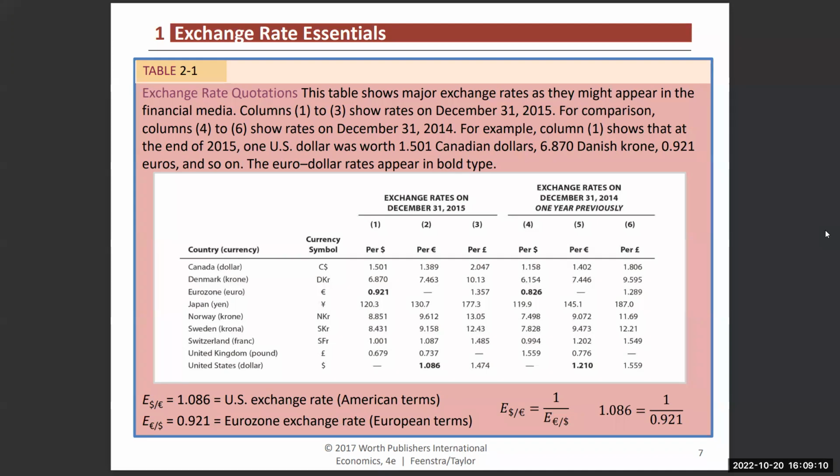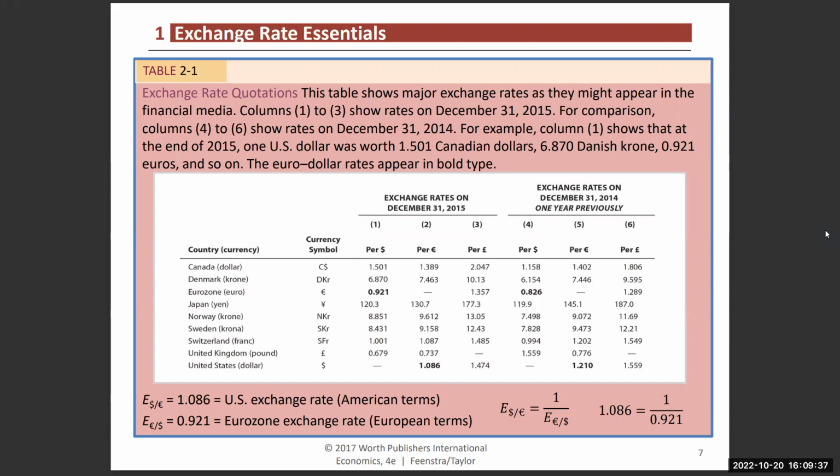Okay, and here we have the Canadian dollar in terms of US dollar, euro, and British pound, and the second is in here. Okay, so we can see that the direct quotation is that for €1 we need to pay $1.086. Okay, so this is the American terms.